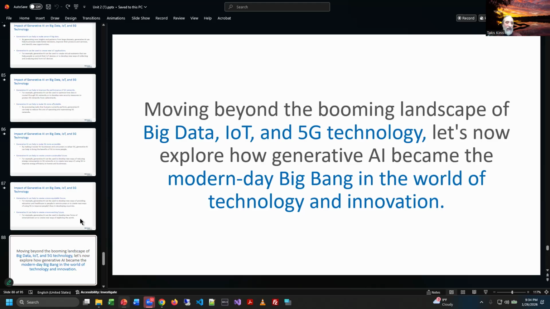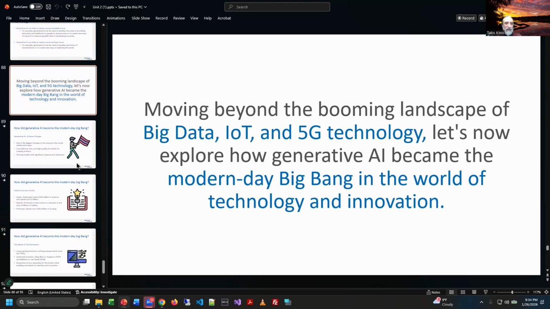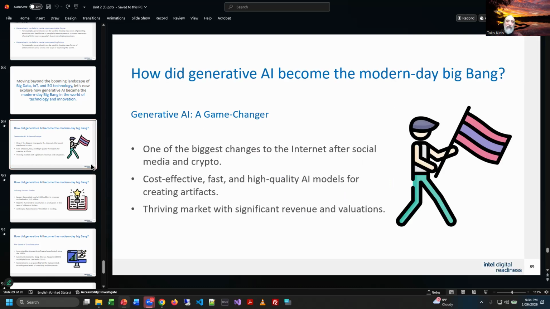Just kind of leave you with these thoughts here. We're just about to wrap up, folks. So a couple closing thoughts. The one thought is, how did generative AI become the modern day Big Bang, right? I look at the bullets that they put here, and I think this is kind of interesting.